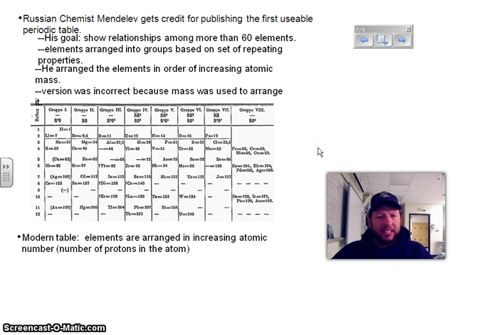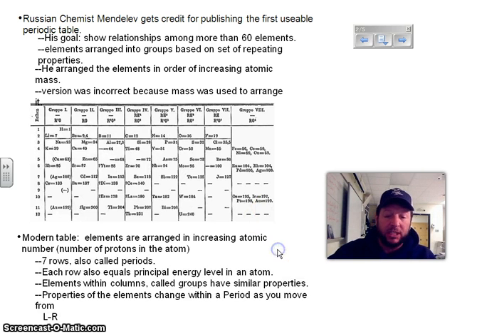Now the modern periodic table is set up much the same way, except it uses one major difference in how it arranges it, and it arranges it by increasing atomic number. Now remember, that's the number of protons in the atom. Our modern periodic table has 7 rows. Each of those rows are called a period.